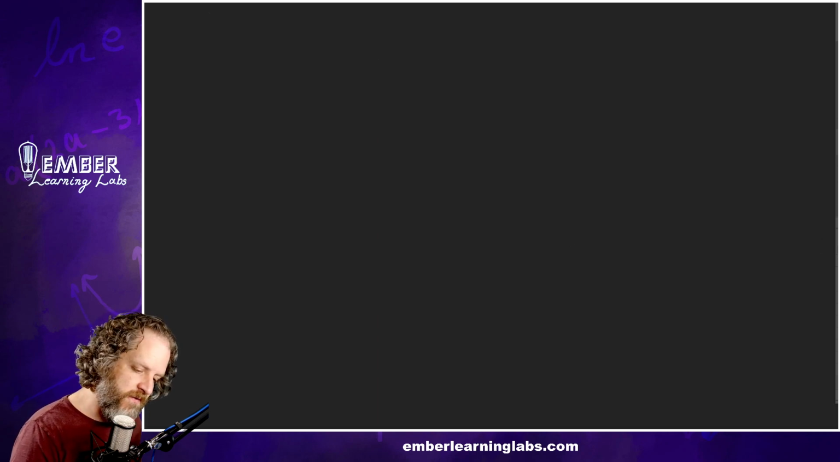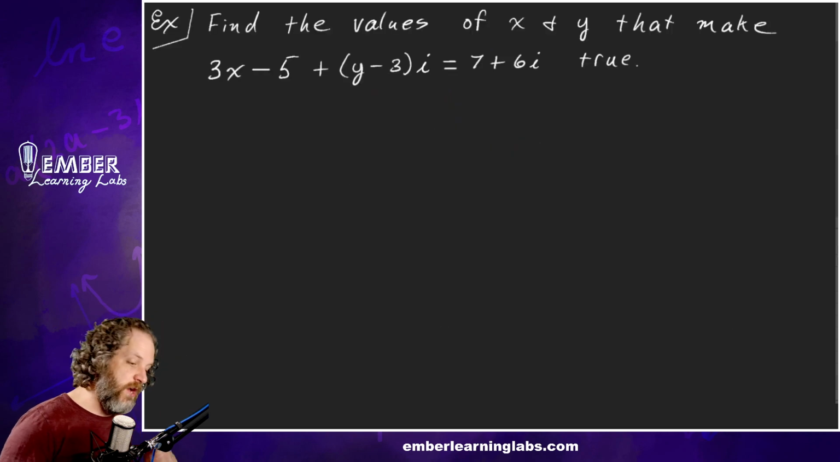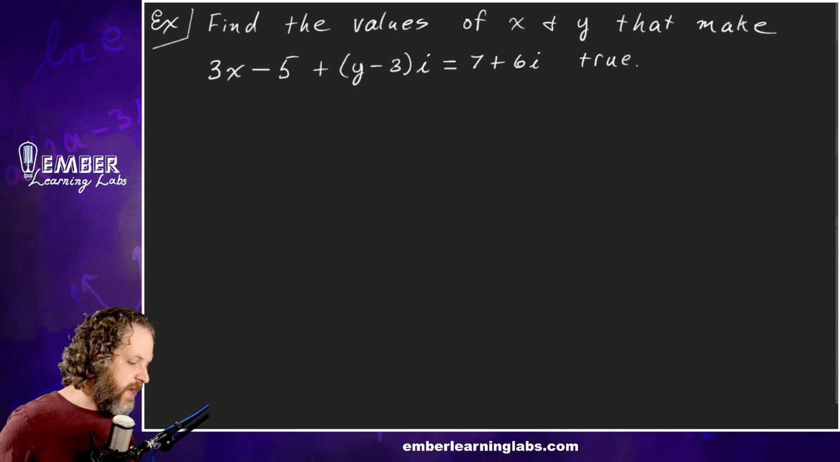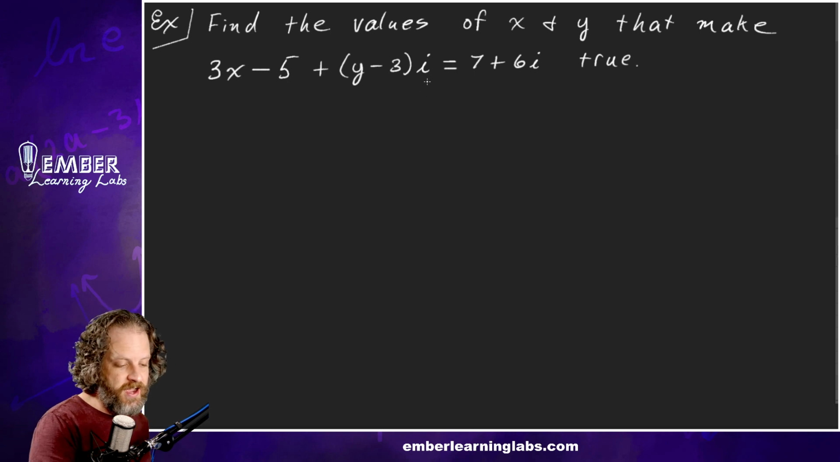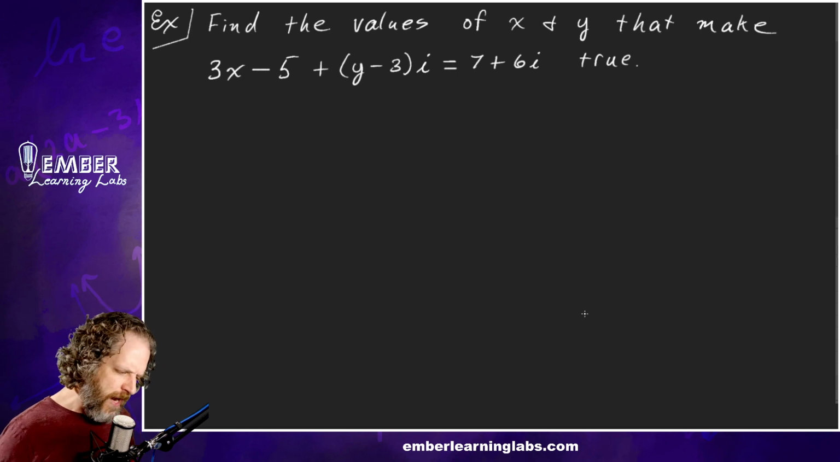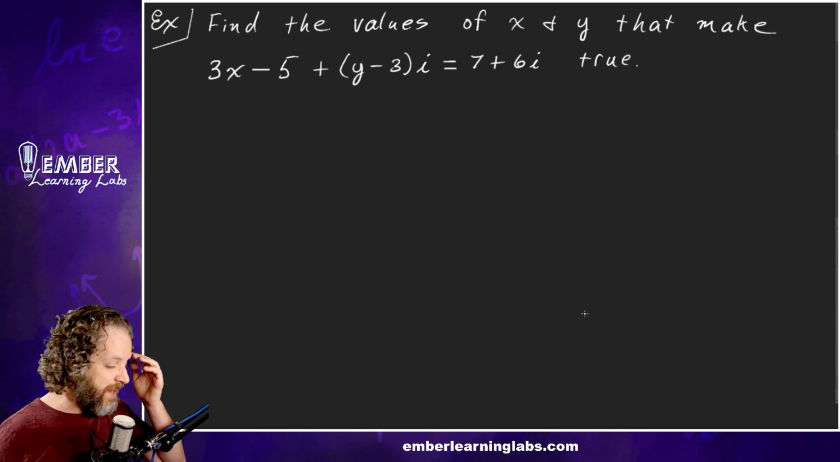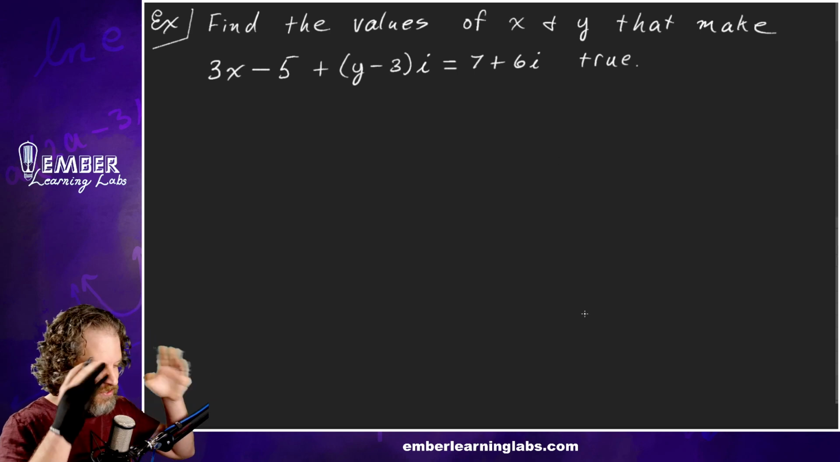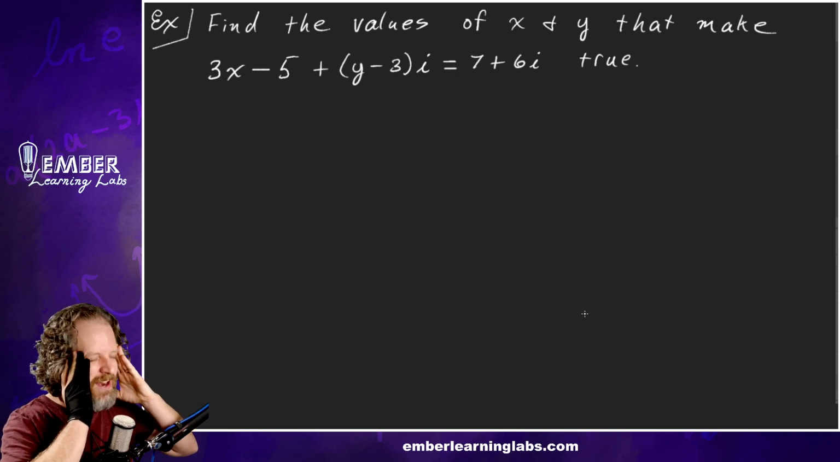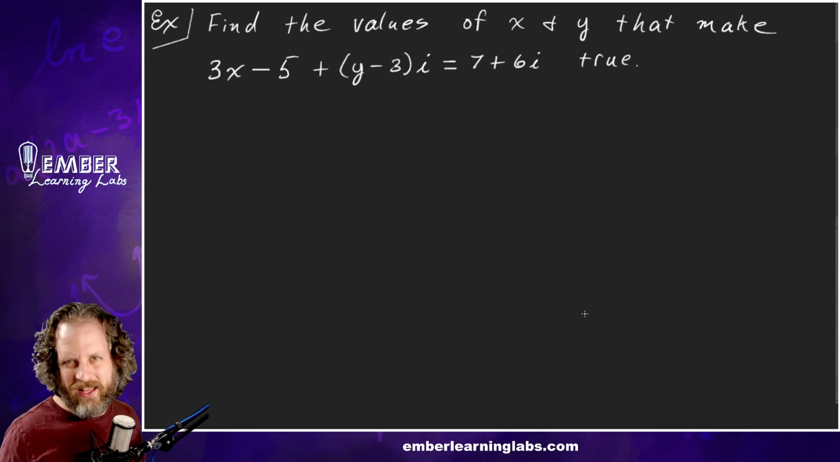Right? Let's do a handful more examples with some complex numbers. So this is another type of example we might see. We're going to find the values of x and y that make 3x minus 5 plus y minus 3i equals 7 plus 6i true. So you might be looking at this and say, wait a minute, I've got an x and I've got a y, I've got two variables. This is going to be a system. I don't like this. Well, it's not really a system.